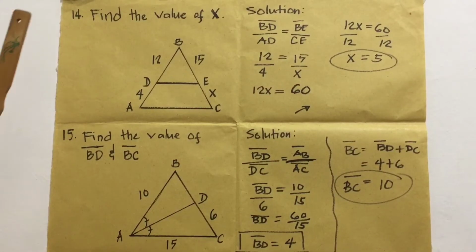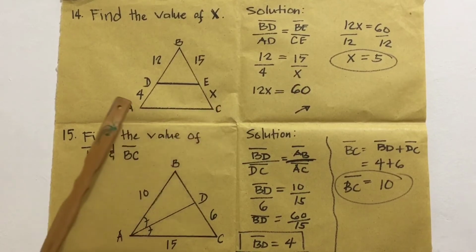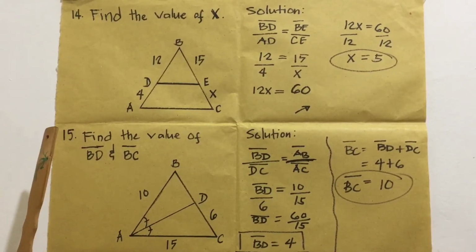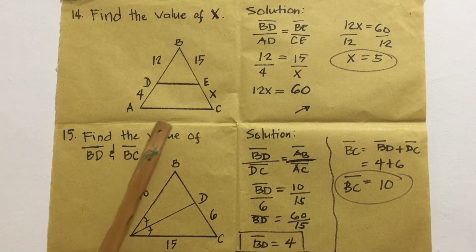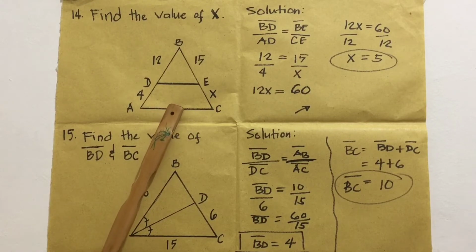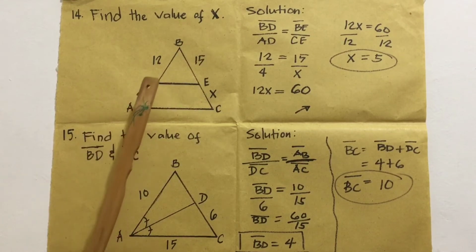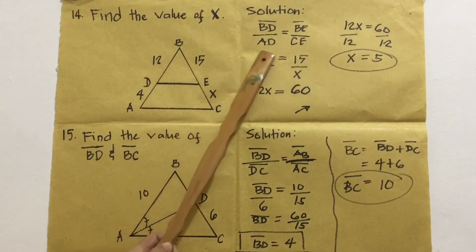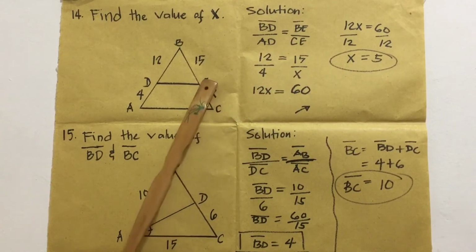Okay, next, number 14, find the value of x. So this is the x we're going to find. In this kind of problem, we're going to set up a proportion first in our solution. How to make a proportion, our guide is this parallel. Once there is a parallel, our proportion will come from these sides. So the first is segment BD over segment AD equals segment BE over segment CE.